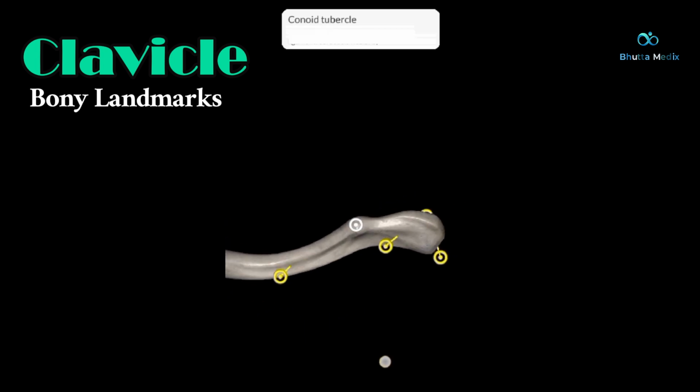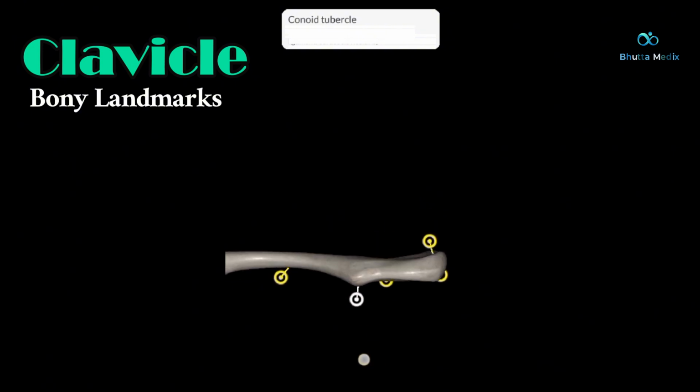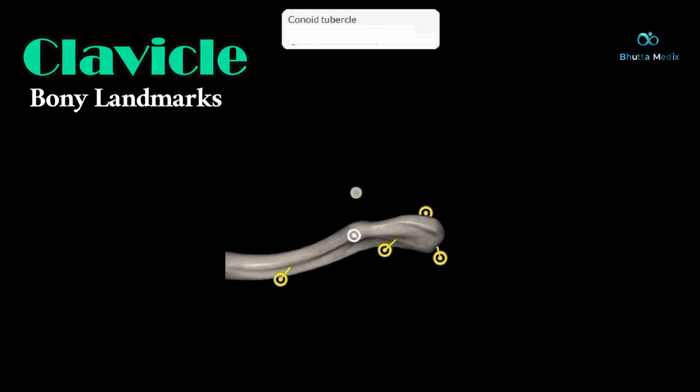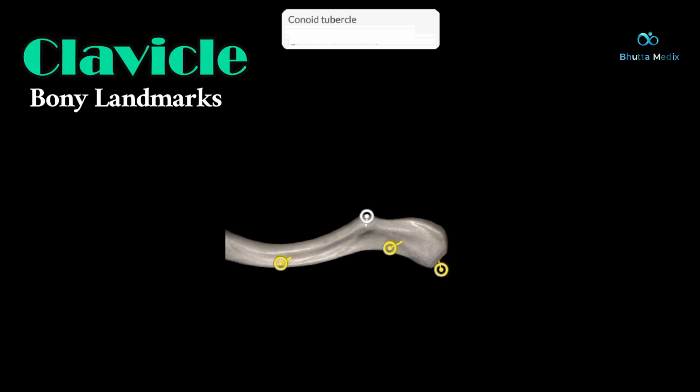This prominent eminence found on the lateral 1/3 of the inferior surface is conoid tubercle. It provides an attachment to conoid ligament.